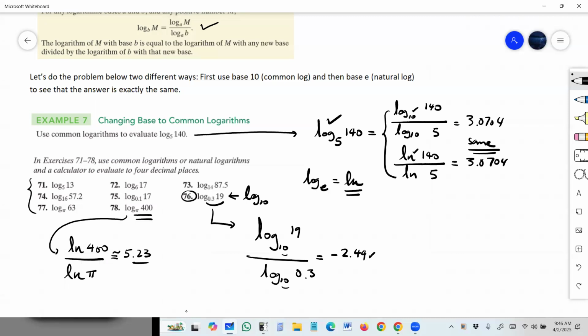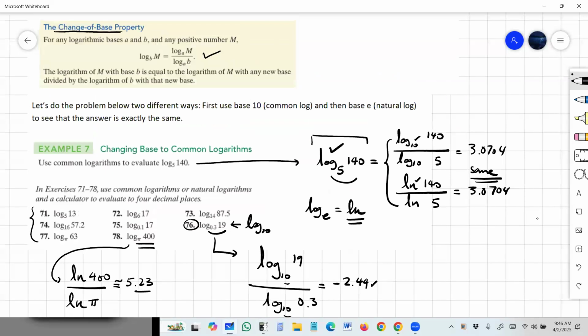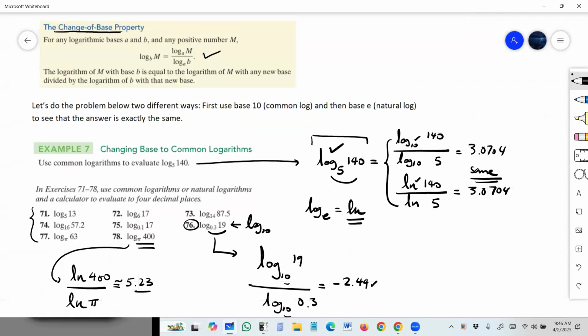So in the event that you are asked on an exam or homework to evaluate a numerical log expression, you may have to use the change of base formula, as you see over here, or property, and either use log base 10 or log base e, the natural log, to evaluate the expression approximately.